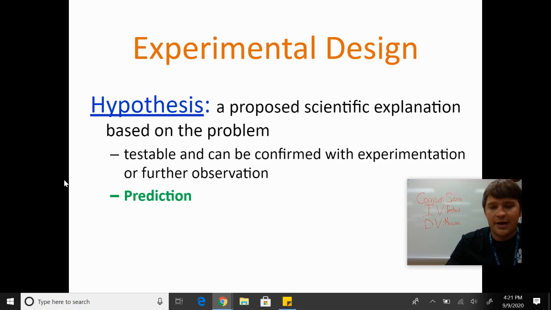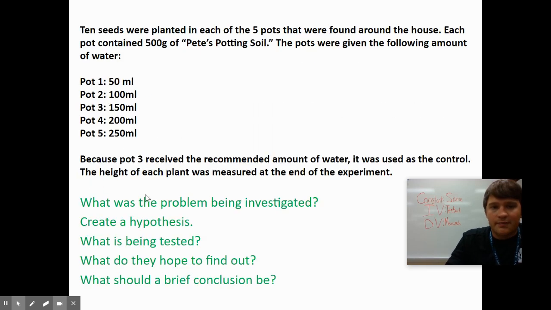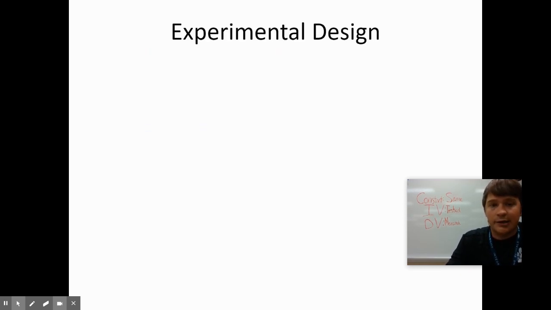So looking back at our last example, my hypothesis would be, if we add more water, then plants will have greater height. Let's just say that's my hypothesis. Cool. Is it testable? Yes, we can actually test that, and it can be confirmed with experimentation. If we actually did the experiment on the last slide, which I did not do, I cannot jump to a conclusion on if more water helped or if it didn't help.